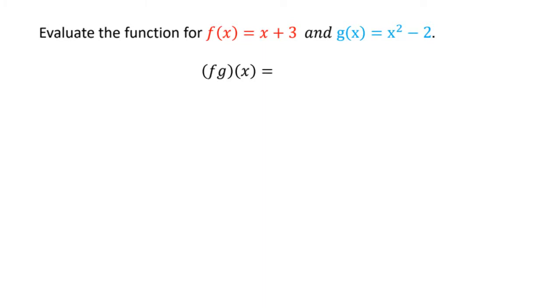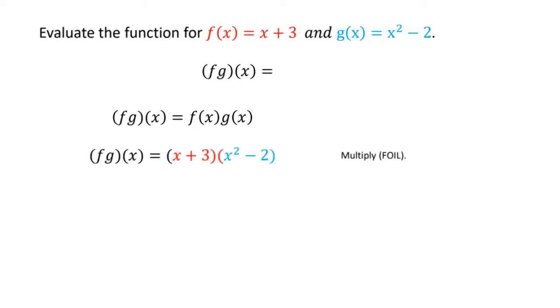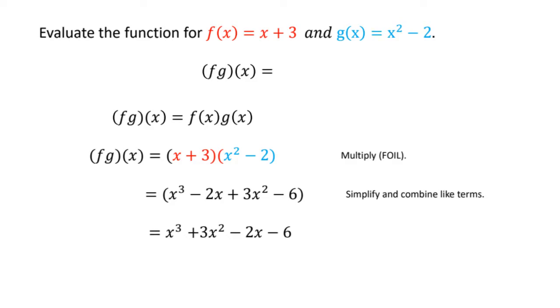So again, I'm just going to write them out. So we have here f of x times g of x. When I do FOIL, I'm going to multiply x times the x squared, x times the minus 2. Then I'm going to multiply the 3 times the x squared and the 3 times the minus 2. Combine my like terms, and I'm going to get x cubed minus 3x squared minus 2x minus 6. Okay?